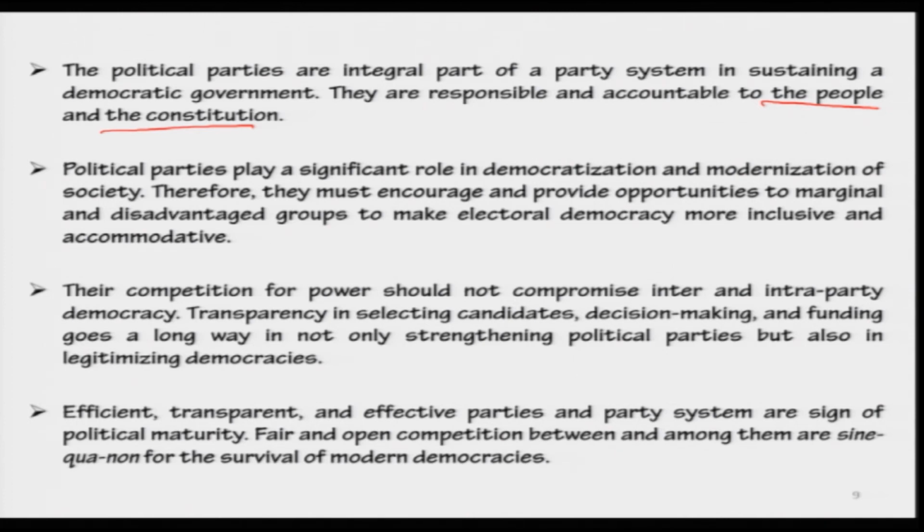So, besides forming the government or capturing the power, political parties also help in the modernization and democratization of the society. In other words, the deepening of democracy or making people aware of their political rights is something which is done by the political parties besides their struggle for power. They also often encourage and provide opportunities to marginal and disadvantaged groups to make electoral democracy more inclusive and accommodative.